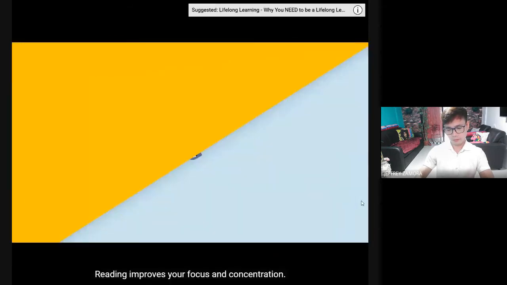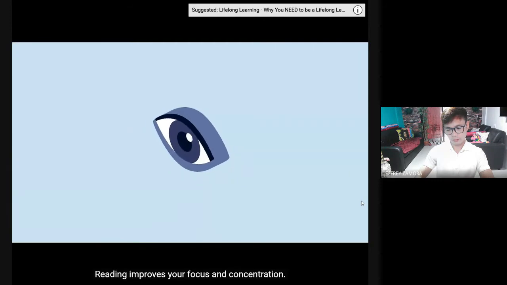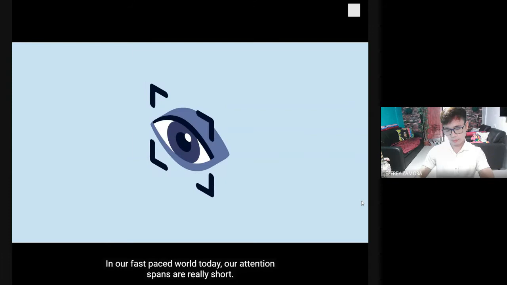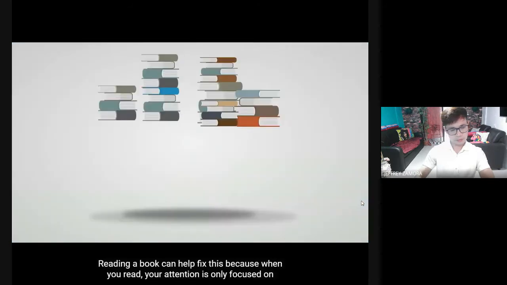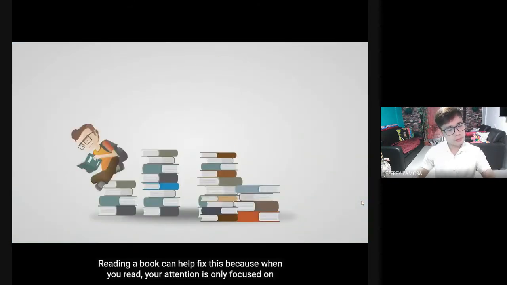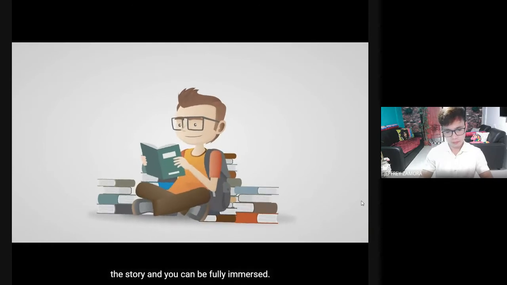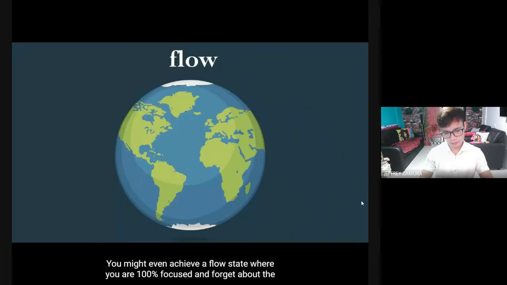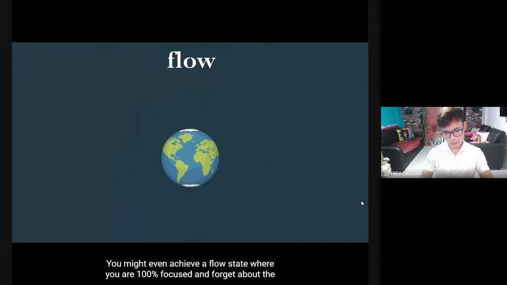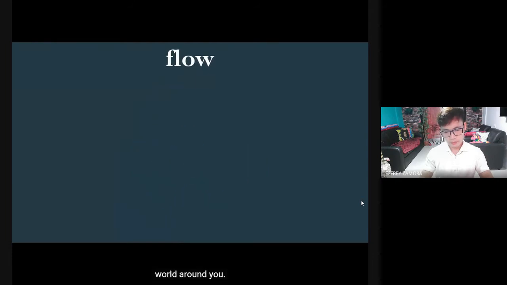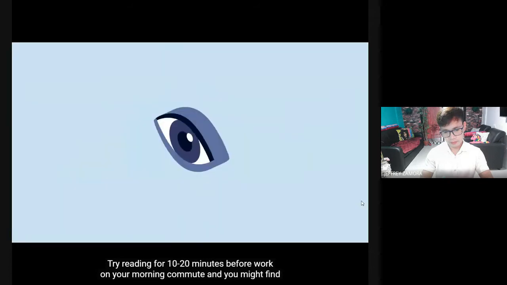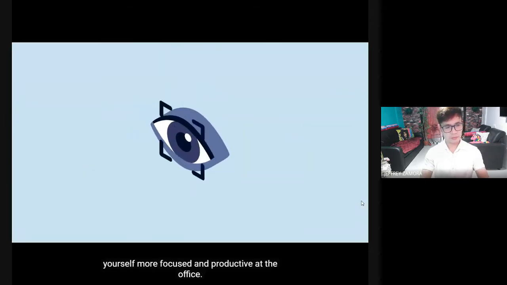4. Reading improves your focus and concentration. In our fast-paced world today, our attention spans are really short. Reading a book can help fix this because when you read, your attention is only focused on the story and you can be fully immersed. You might even achieve a flow state where you are 100% focused and forget about the world around you. Try reading for 10 to 20 minutes before work on your morning commute, and you might find yourself more focused and productive at the office.